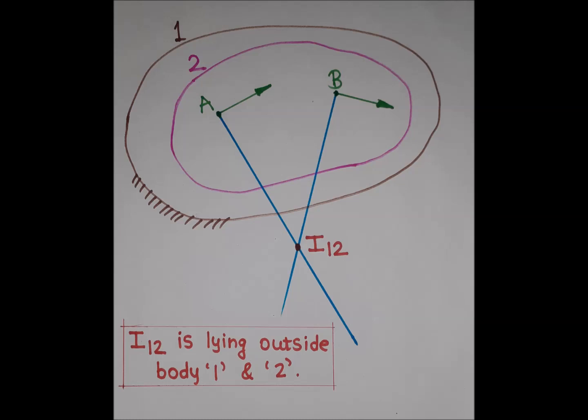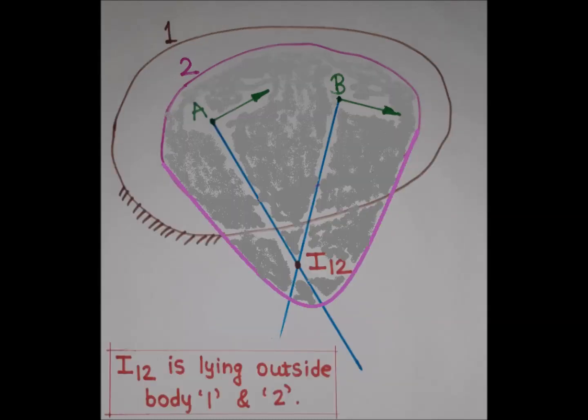By observing I12, VA and VB, we will come to know that planar body 2 will rotate in clockwise direction at this instant. I12 is lying outside body 1 and 2. Body 2 is moving relative to body 1. Planar body 2 is having pure rotational motion about center I12.